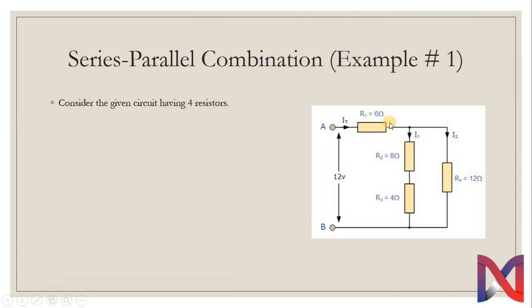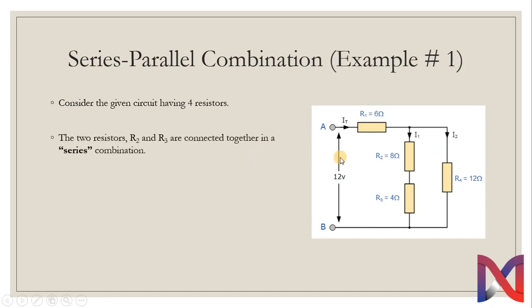Considering the same circuit, 4 resistors are connected in series parallel combination. Here we have 6 ohm for R1, 8 ohm for R2, 4 ohm for R3 and 12 ohm for R4. Let's try to solve this example. Where will you start? Well, the thumb rule is to start simplifying the circuit from the right side. Generically we can say that we have to simplify the circuit by moving towards the source, starting from the right side.